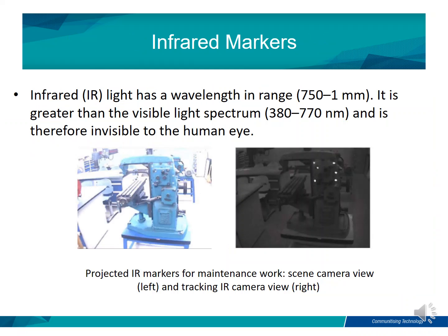Besides visual markers, we also have markers that embed infrared technology as the markers. Infrared light has a wavelength in the range of 750 nm to 1 mm. It is greater than the visible light spectrum, which falls under the range of 380 to 770 nanometers, and is therefore invisible to the human eye. It cannot be seen with our naked eye.